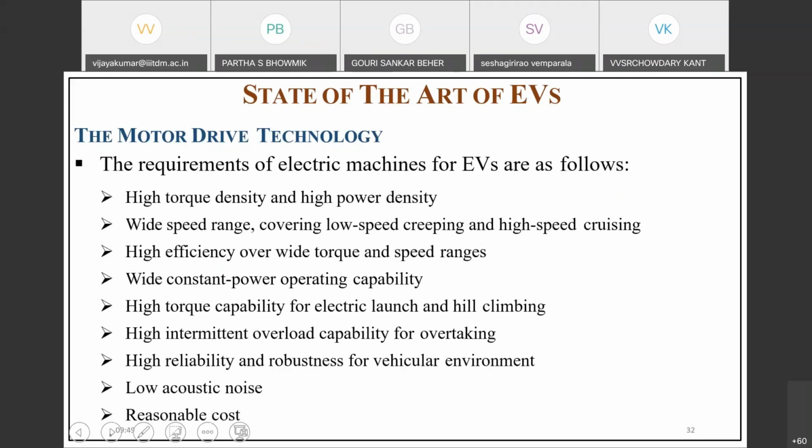Whenever we are talking about the electrical machines for EV, we will prefer high torque density and high power density. Torque density means with a small size it should give the high torque. At the same time, the power density: the size may be small, then your power density also should increase. This is one requirement. And wide speed range. That means you are able to control your electrical drive in a wide speed range. That is another requirement. At the same time, it should cover low speed operation as well as high speed operation. In high speed operation, they say it's cruising. That means it just goes without any friction. But in low speed, it's creeping, right?